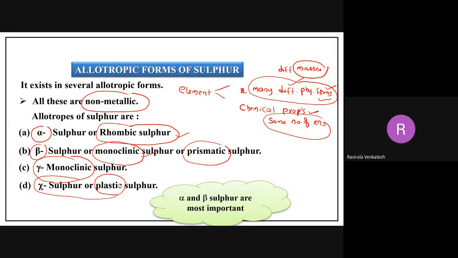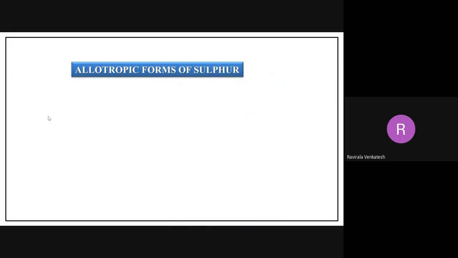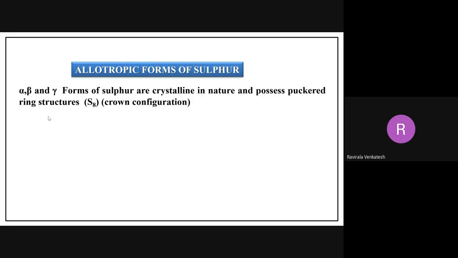But in our textbook, according to our syllabus, and considering the importance, alpha and beta are both important and stable, and the remaining ones are unstable. So generally we don't get them in our textbook section. Next, alpha, beta, gamma forms of sulfur are crystalline in nature.